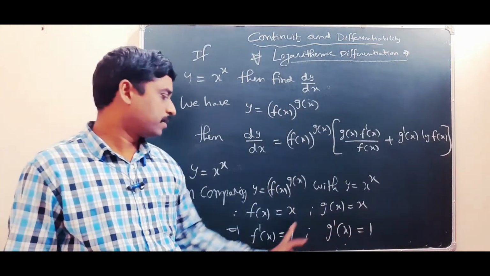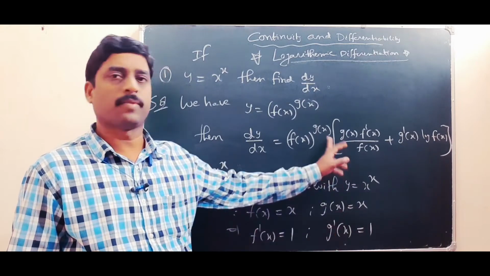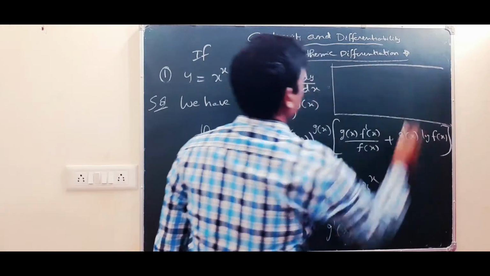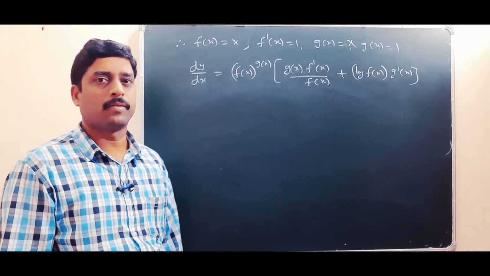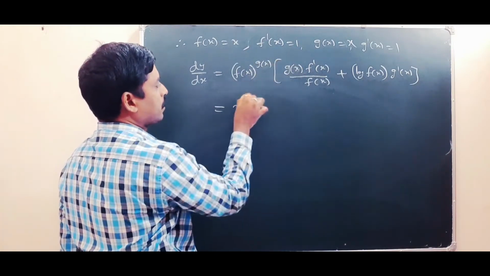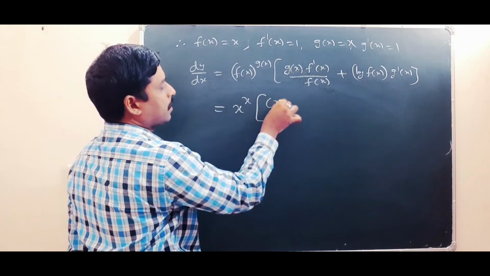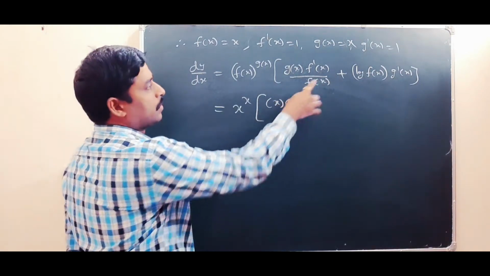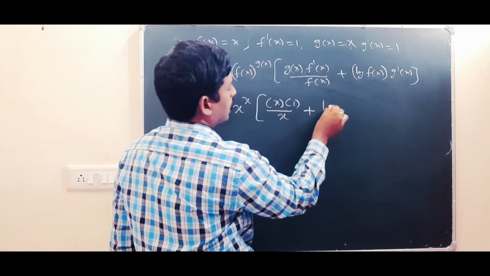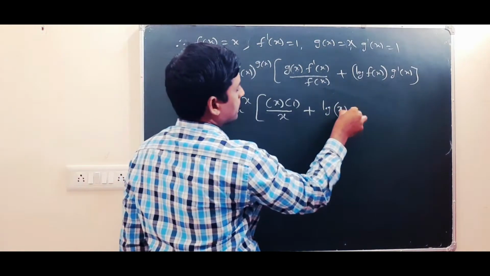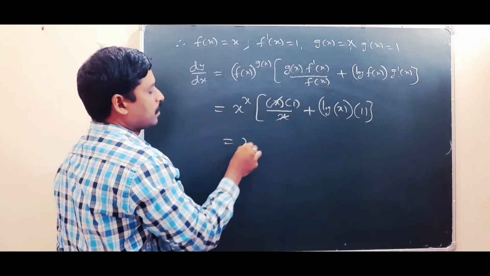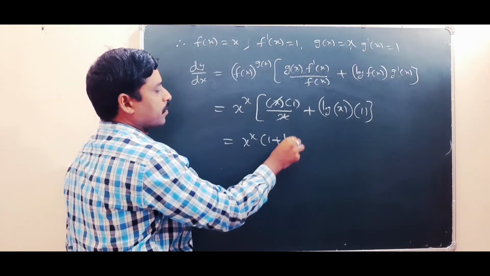F of x, g of x, f dash x, g dash x, all values substituted in this formula. Therefore, now substituting all values in that formula, where f of x value x, g of x value x, f dash x value 1, f of x value x plus log f of x, log of x into g dash x value 1. In this x gets cancelled. What is the answer? x power x into 1 plus log x.